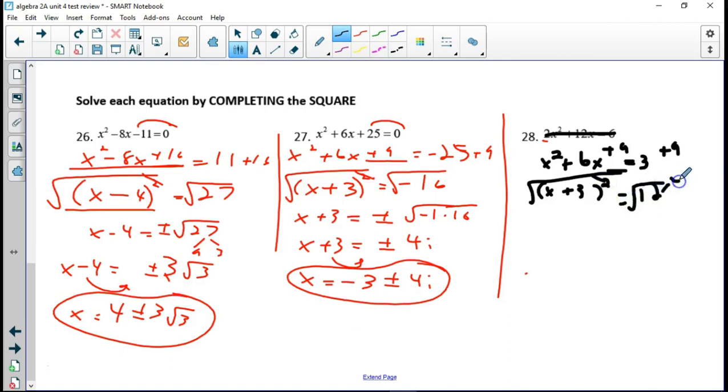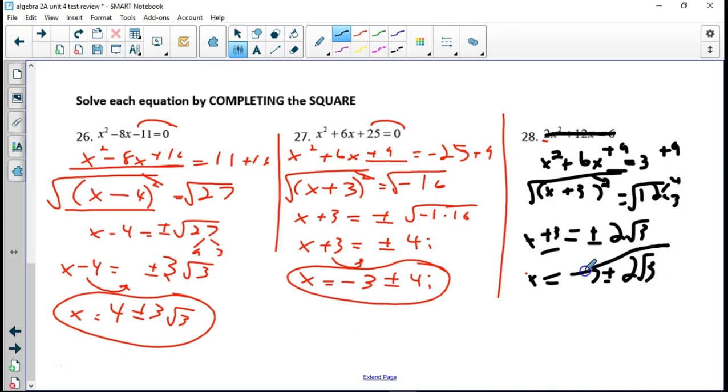The 12 is going to break down to 4 and 3. So that's going to be x plus 3 equals plus or minus, always with solving. Square root of 4 is 2, root 3. And our last step is to move this 3 over. So x equals negative 3, because we moved it to the other side, plus or minus 2 root 3. And that is our answer. That was just bad. Let's try doing that again.